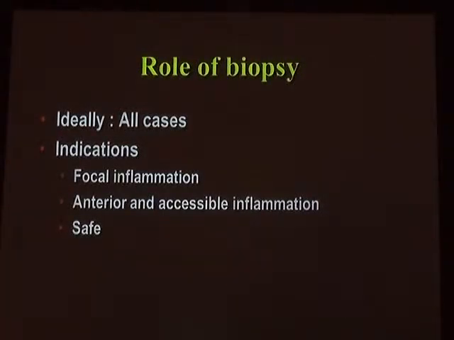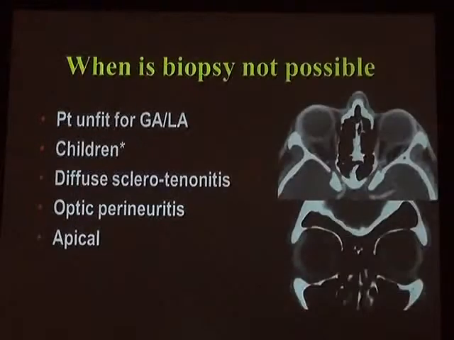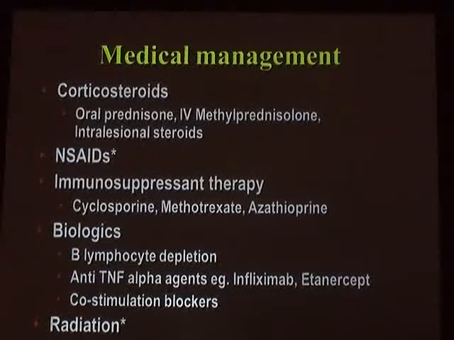So in our practice, it should be all cases until contraindicated, and the indications will be focal, anterior, accessible, and safe inflammation as well. And these are situations where biopsy will be difficult, either because the patient is unfit for local or general anesthesia. As a rule, hard to sell open biopsies for patients, children, especially the parents are unwilling. Diffuse scleritis, we don't know where to go ahead and do a biopsy. Optic perineuritis for the risk of vision loss. And the apical so-called Tolosa-Hunt syndrome is where we end up not doing a biopsy, barring which you should be able to do a biopsy.